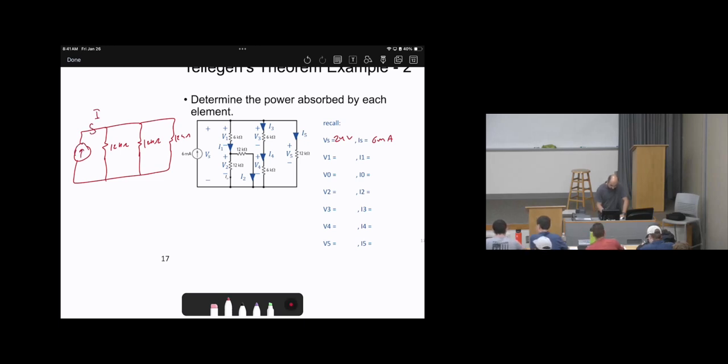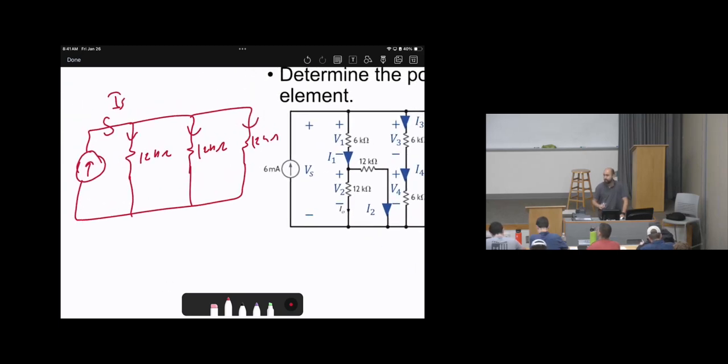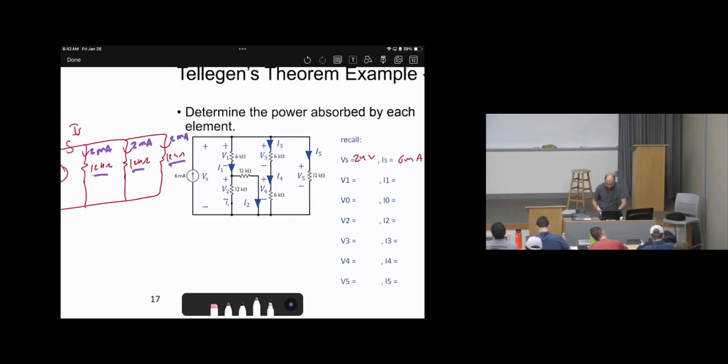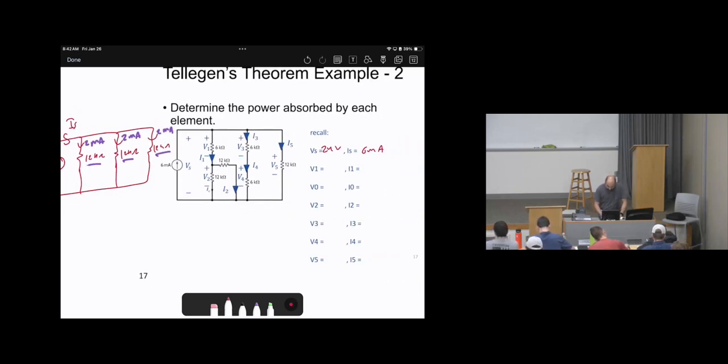So I source will split into these 3. All of these 3 branches are equal to each other, therefore it will be split equally. This means it will split as 2 milli, 2 milli, 2 milli. This happens if and only if they are equal to each other. Okay? 12, 12, 12. The current going there will split equally. So that's why all of them, I1, I3, I5, are 2 milli.